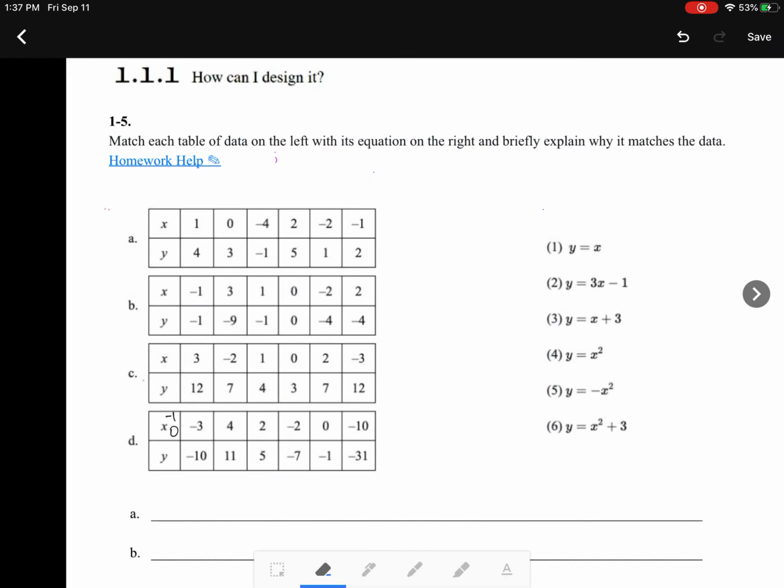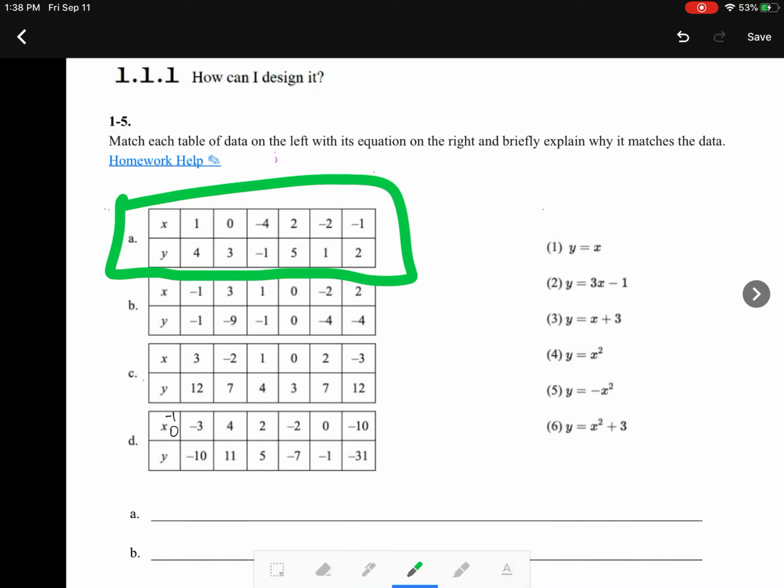For number 5, what you want to do is see which table of values matches which equation. So let's first focus on this first one right here. We want to find which equation goes with that table of values. If we look here, this says y is equal to x. But when we look at the x and the y values, are they equal to each other? No, they're not. So we know that this one is not going to work for part A.